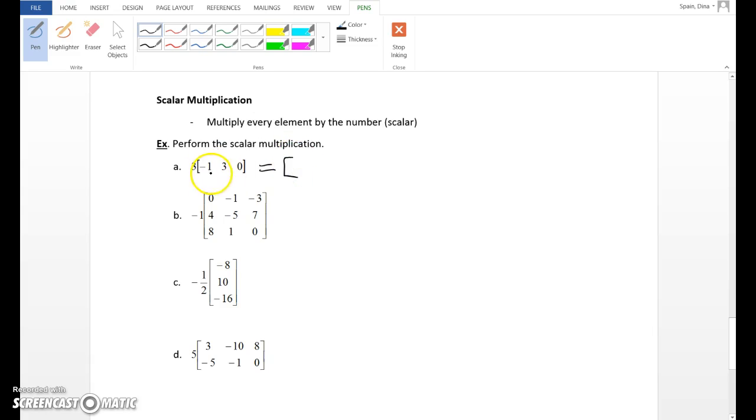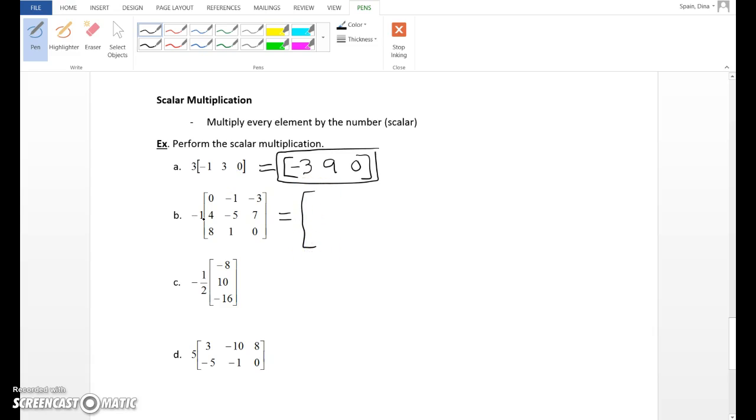So this is 3 times this, that's a 1 by 3. So 3 times a negative 1 is negative 3. 3 times 3 is 9. 3 times 0 is 0. Just like that. Don't make it any harder than it is. Just go ahead and multiply everything in there by the number out front.